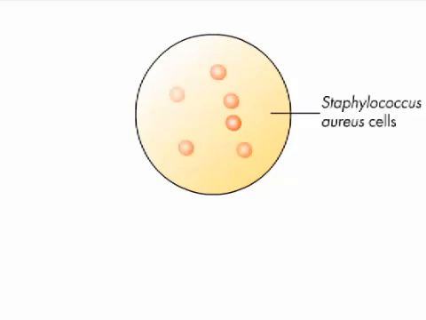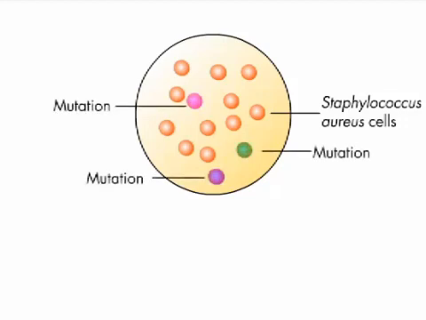Over millions of years, mutation, natural selection, and other evolutionary forces have produced Staphylococcus aureus, a bacterial species that is well adapted to living harmlessly on skin and in nasal passages. Under certain conditions, Staphylococcus aureus is also well adapted to causing infections. Mutations continue to occur today in Staphylococcus aureus as they have for millions of years.